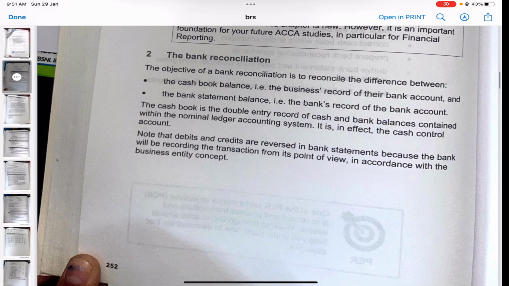The objective of a bank reconciliation is to reconcile the difference between the cash book balance and the bank statement balance. So, what is the cash book balance? It is the business record of their bank account. It is the business, or me, who is recording it. What is the bank statement balance? It is the bank record of the bank account. The bank is recording it.